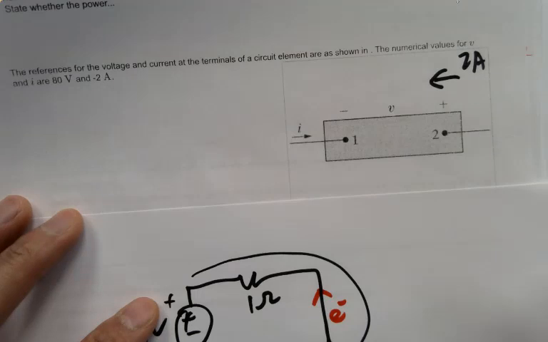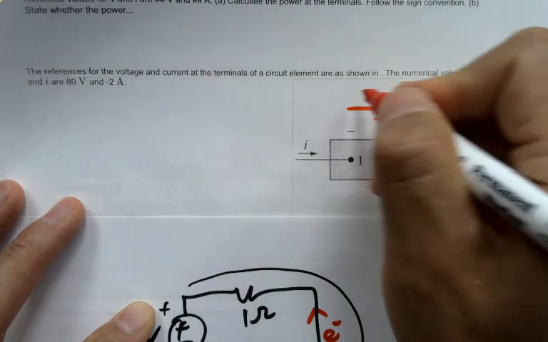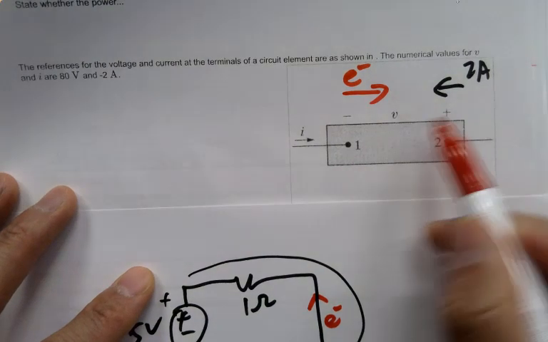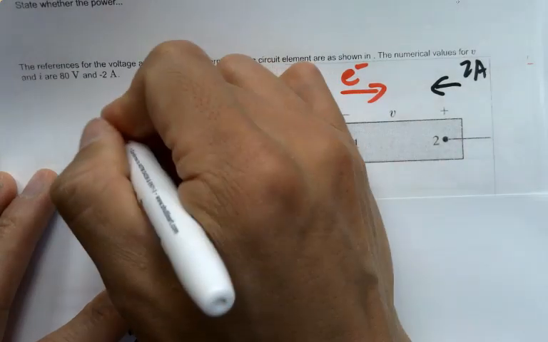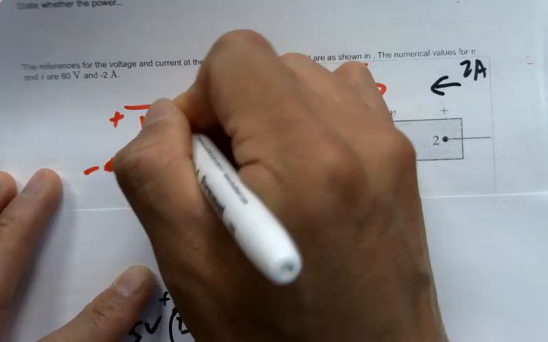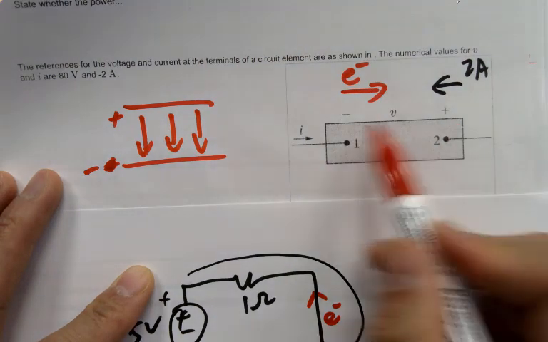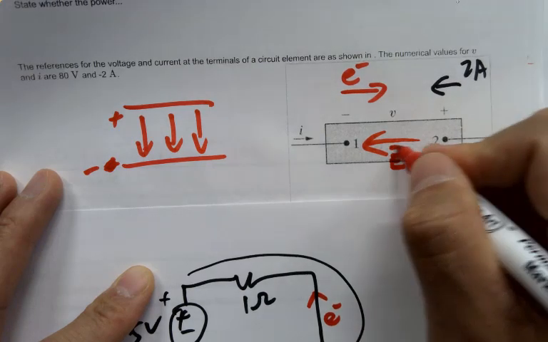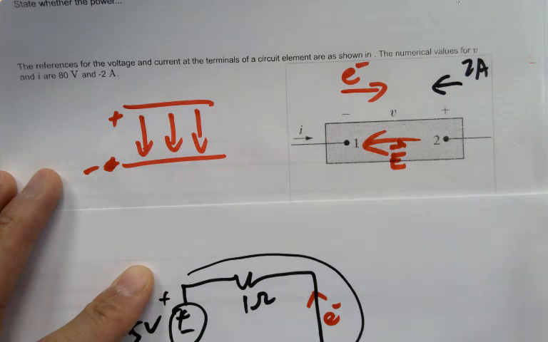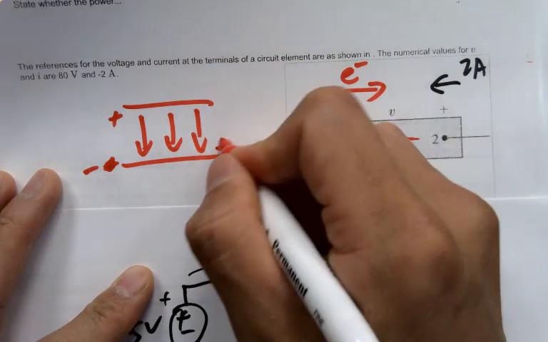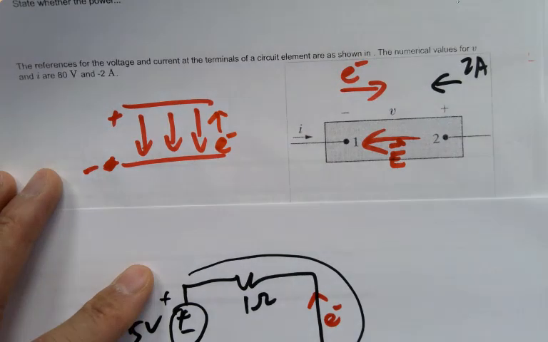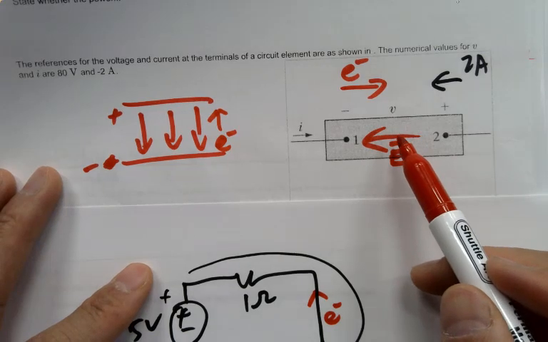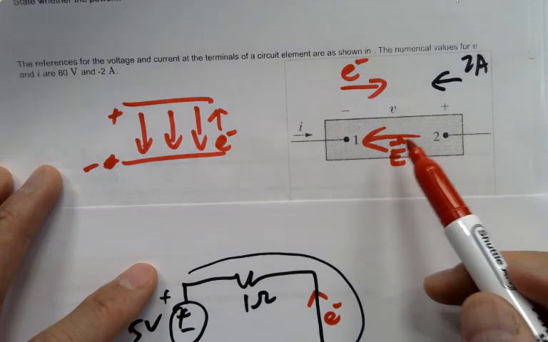Okay, so for this case, because current flows that way, electrons flow that way, right? So if you draw an electric field, because here's positive, here's negative, think about this plus and minus forming an electric field inside, in that direction. Because electrons are moving from negative to positive, electrons are moving that way inside the component. So it's actually losing power. It's actually losing power. Why?